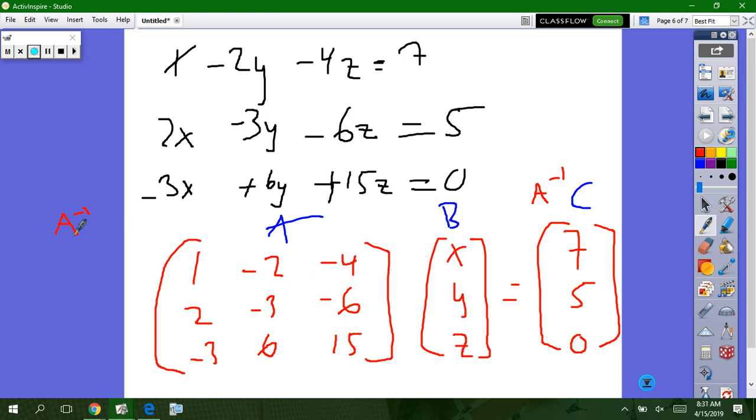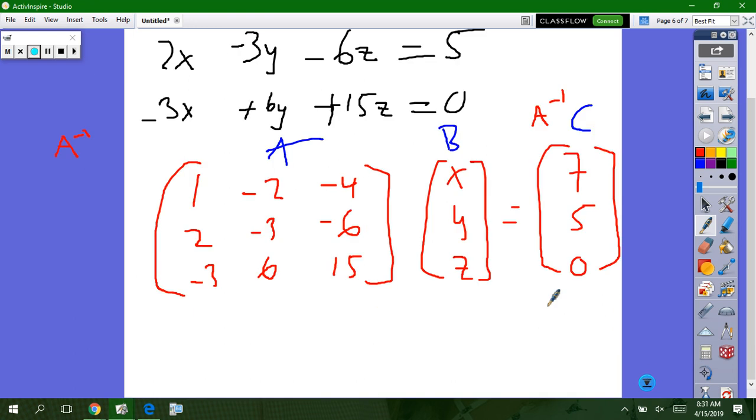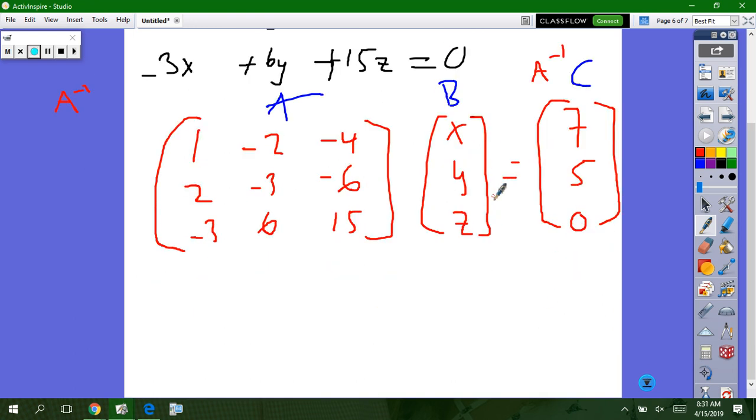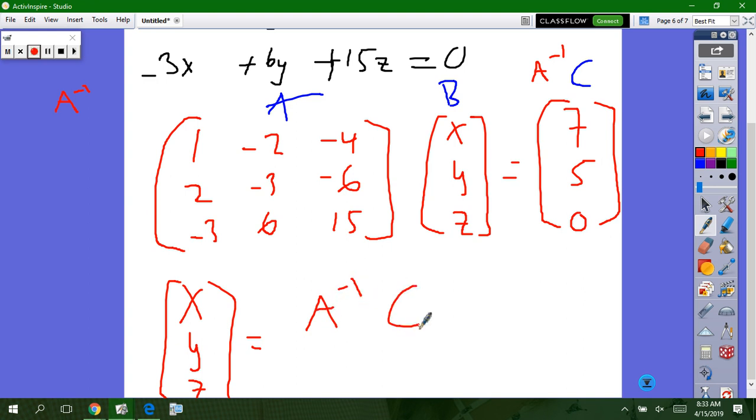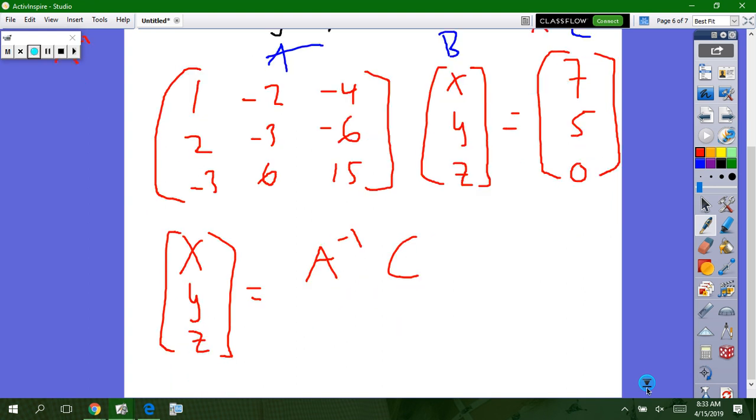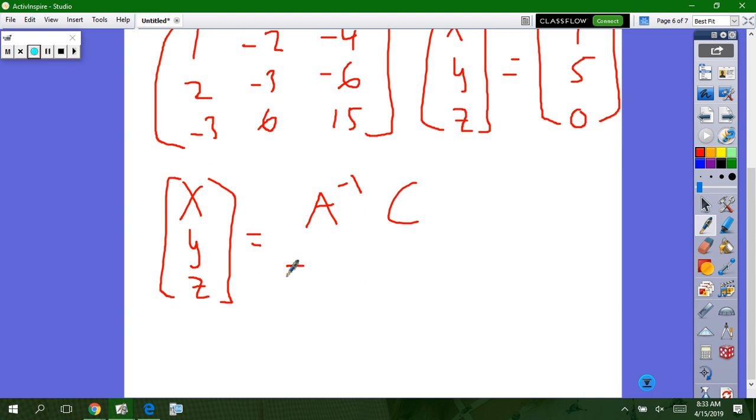So I'm not going to write it down, but A's inverse times A just leaves me this matrix B. You guys agree with that? If I have A times A inverse, they will always get rid of each other. That's the whole goal of inverses. Okay? So over on this side, I'm left with just X, Y, Z. Now what we have over here is A's inverse times C.